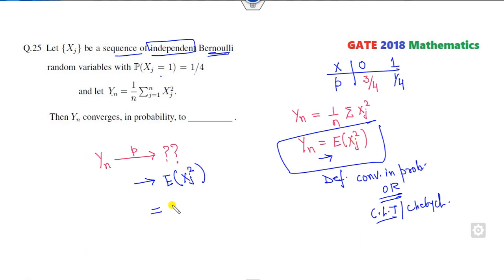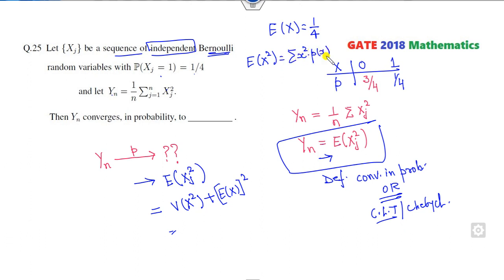How do you find it? That is the variance of X plus the expected value of X whole square. So what is the expected value of X from here? It is 1/4. Otherwise you can find directly E of X square as the sum of x square into the probability mass function: 0 square into 3/4, 1 into 1/4. So the right answer is 0.25.